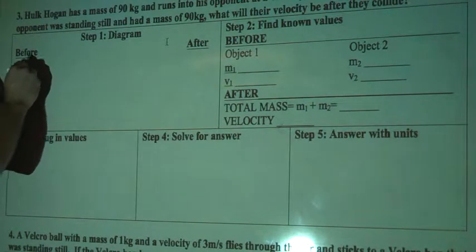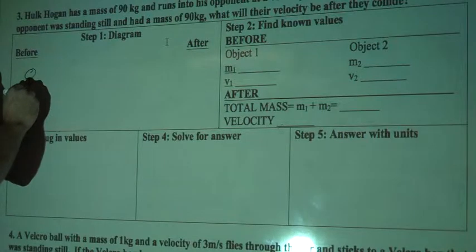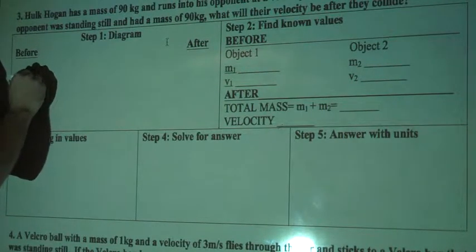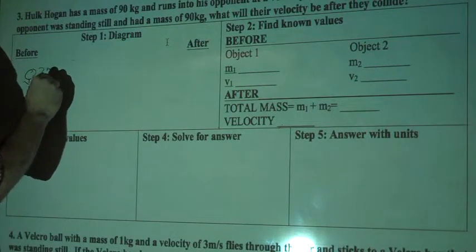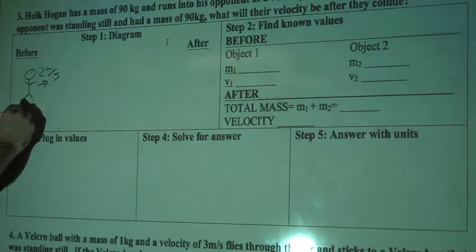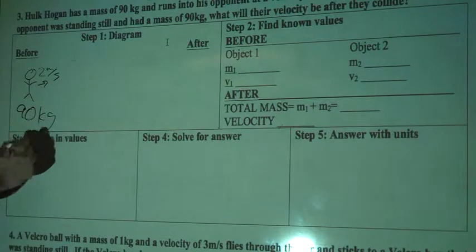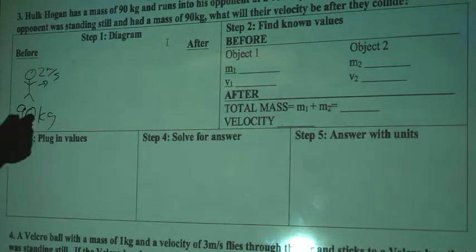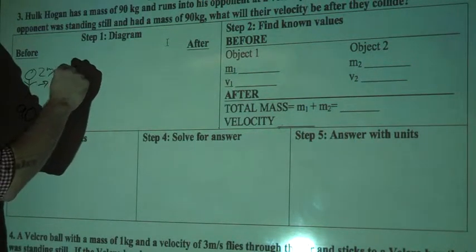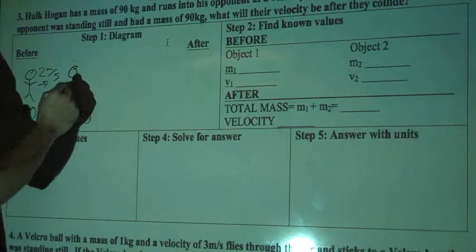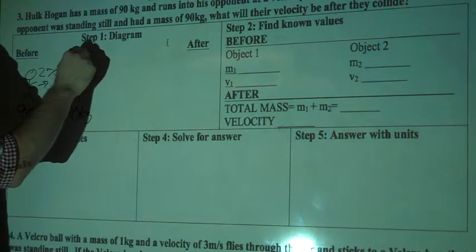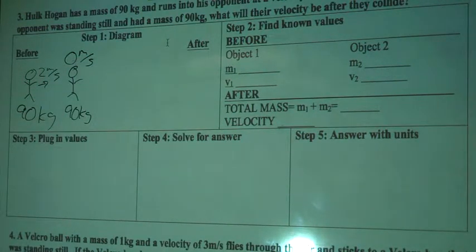So we got Hulk Hogan here. Okay? He's moving this way with a velocity of 2 meters per second. And his mass is 90 kilograms. You've also got his opponent, a guy who's standing here, whose mass is also 90 kilograms, because they're in the same weight class, I'm sure. But he's not moving, he's at rest, so he's going 0 meters per second. Standing still, 0 meters per second.